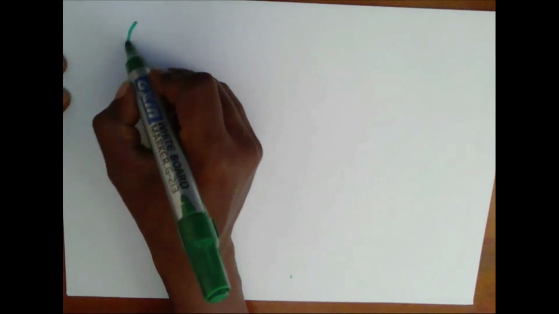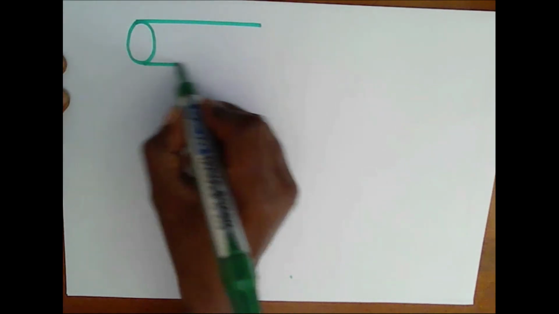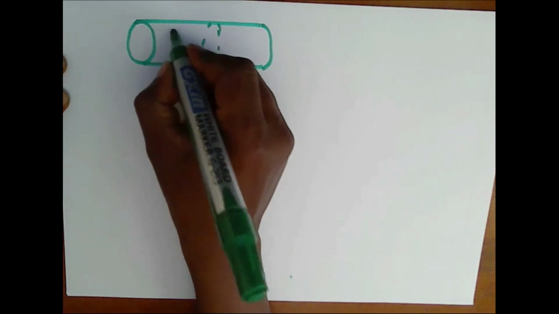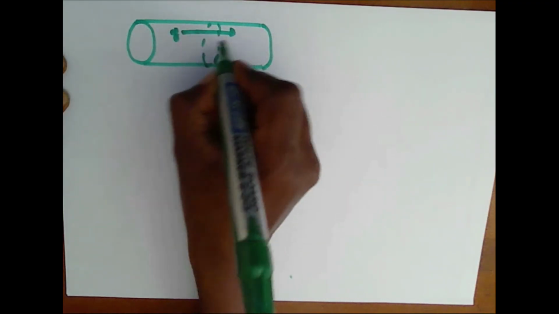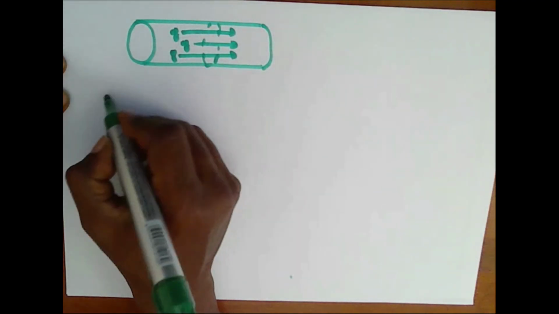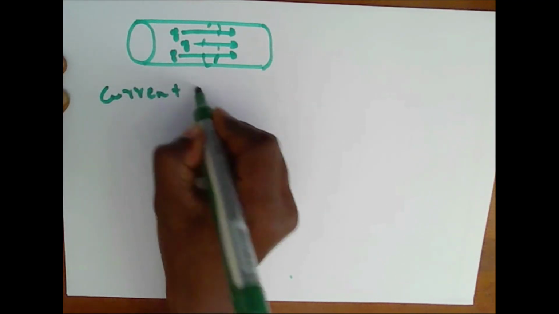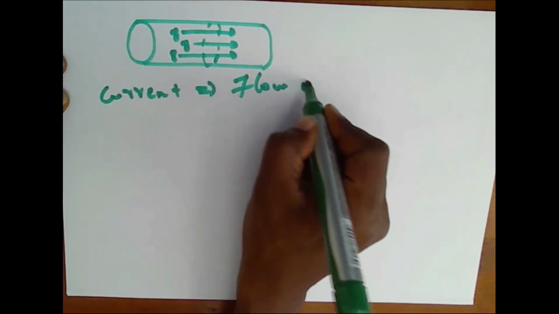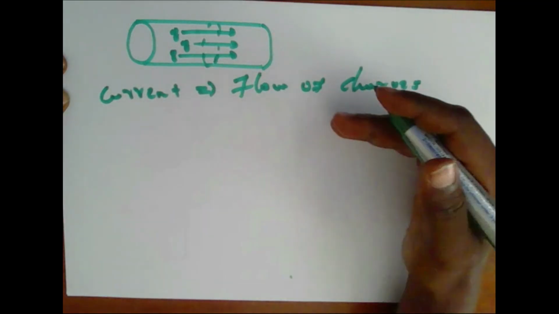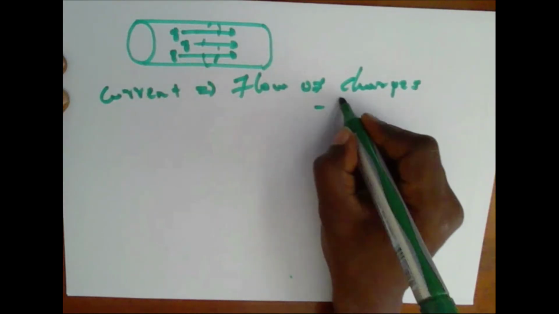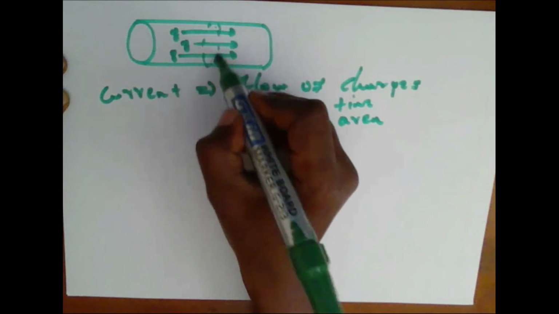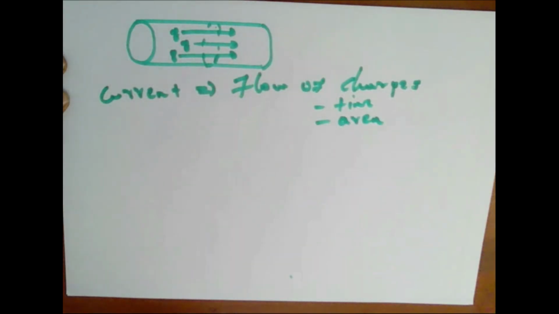Current actually means, consider this is a conductor. So we have this cross-sectional area. We have a very large number of charges that are flowing through this given area. So this current implies the flow of charges in a given time. We have to consider the time and the area. So this is the area, and the time interval should be taken under consideration.